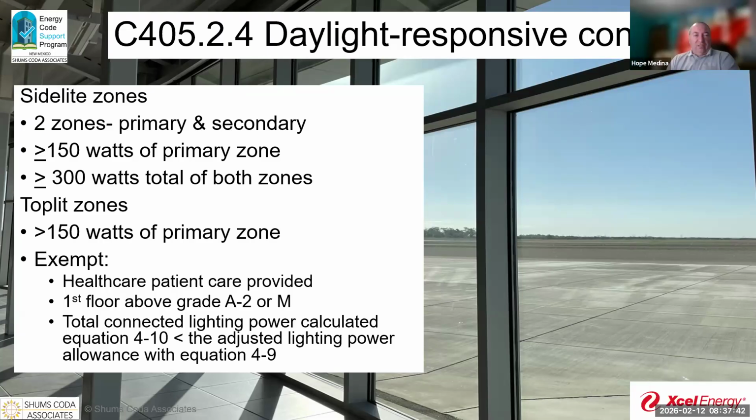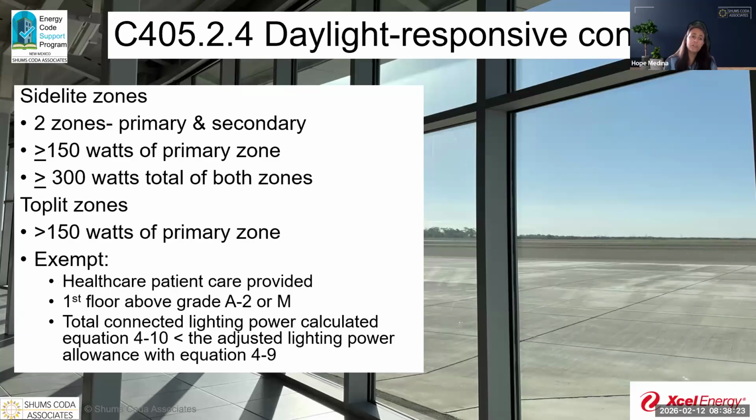Or if, when you add the general lighting of the primary and the secondary zone, the two zones equate to 300 watts or more, then you're going to have the daylight responsive controls installed. And we'll talk about how to figure that out here in just a moment. And then also, if you have a top lit zone, which is when you have a skylight, in that top lit zone, if you have general lighting that equates to 150 watts or more of lighting, you will then be required to have the daylight responsive controls in there.